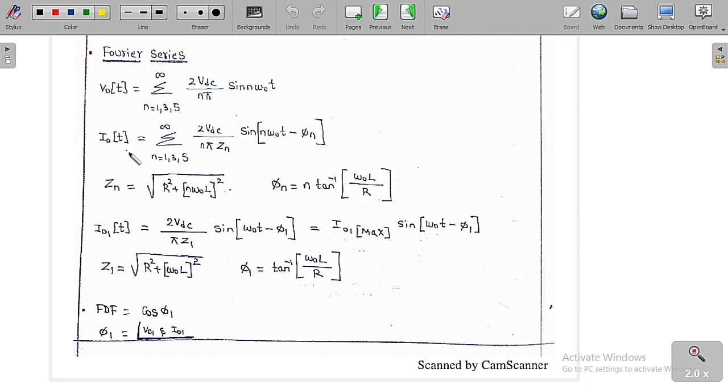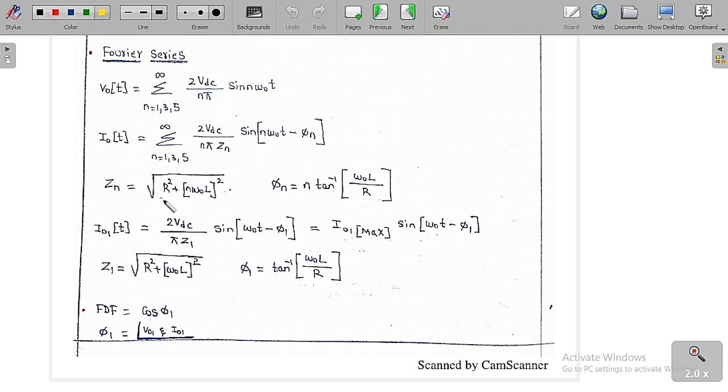So if you want the output current, what is going to happen? Simply, sigma n equal to 1, 3, 5 up to infinity, 2 VDC by n pi Zn, sine of n omega naught t minus phi n. So this is the thing we are going to get: 2 VDC by n pi Zn sine of n omega naught t minus phi n.